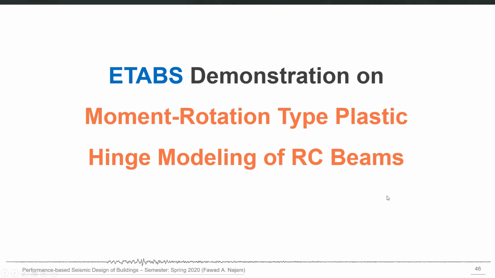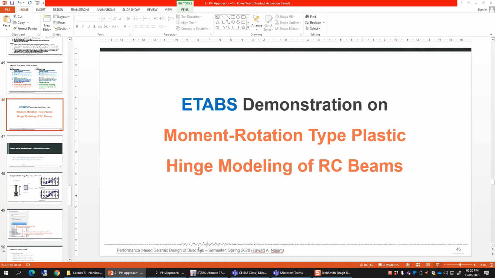So we will extend that discussion for columns, RC columns. But before going to columns, I want to show you that once you define the M3 hinge for beams and then you run the nonlinear static or nonlinear dynamic analysis, how you can actually see the hinge results for beams after running the nonlinear analysis. So in order to discuss that, let's go to ETABS now, and I will show you how you can extract or visualize the results for plastic hinges after the analysis. So let me go to ETABS now.